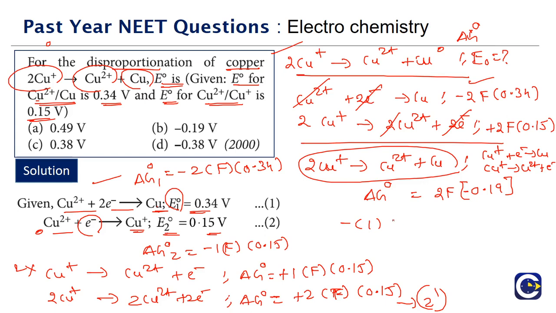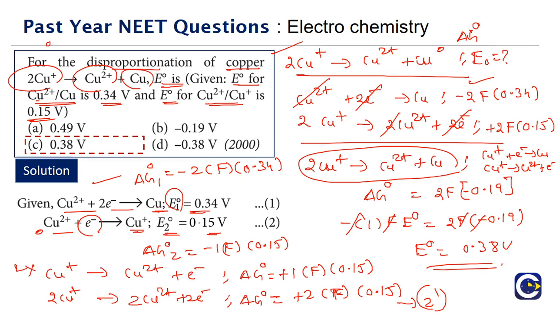So minus 1 into F into E naught will be equal to 2 into F into minus 0.19. So the minus is cancelled, and F is also cancelled. So the E naught value will be equal to 2 into 0.19, which is 0.38 volt. So what is the correct answer for this? It is option C. So we have to check how we are getting the E naught value relation.